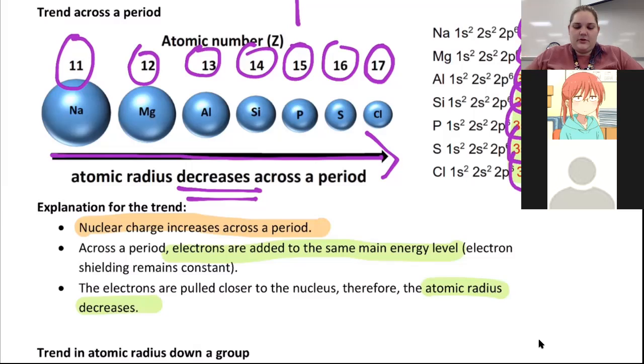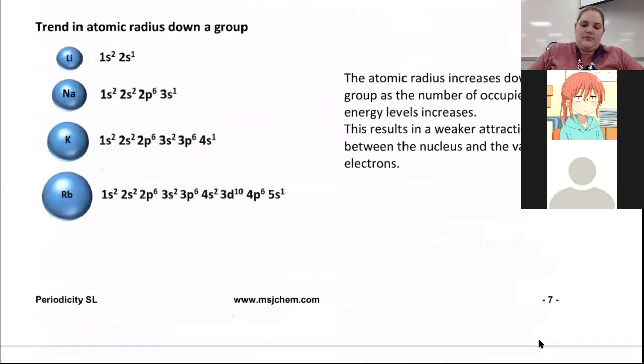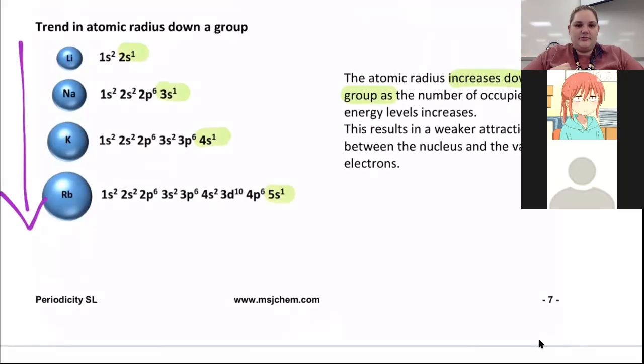Now, going down a group, the atomic radius increases going down a group. And the reason for this one is a little easier to understand. If I go down a group, this is showing us the alkali metals in group 1, starting with lithium and then sodium, potassium, rubidium. They all have the same number of valence electrons. If I look, they all end in something s1. But if you notice, the energy level that it's in is changing, okay?